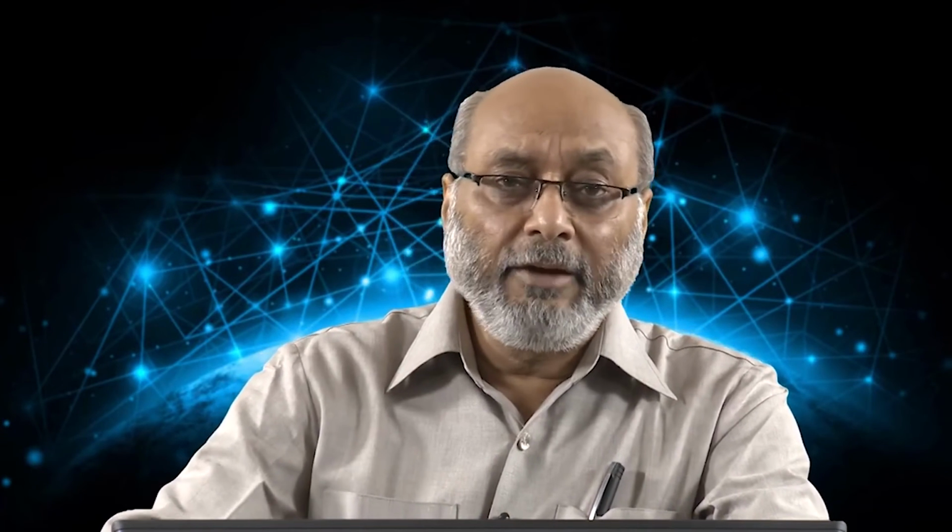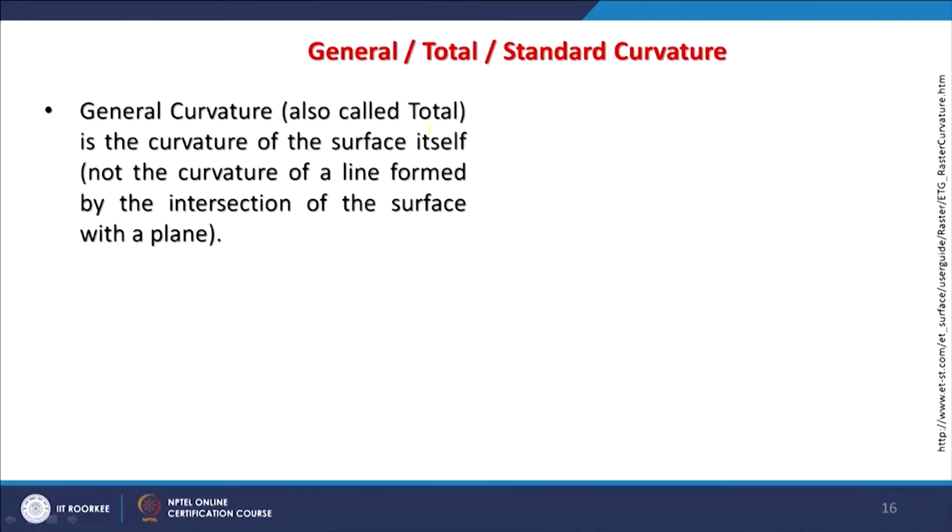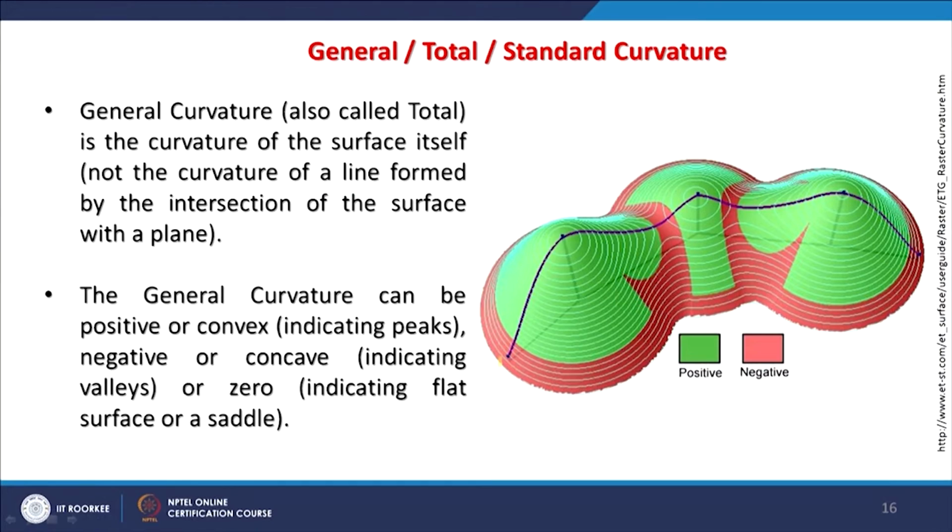Now, we can also have a general, total or standard curvature. These terms are also used in literature or by various softwares while deciding these curvatures. So, instead of plan or profile, we can have a total or standard curvature. General curvature is also total; three terms are used. It is the curvature of the surface itself, not the curvature of a line formed by the intersection of the surface with a plane. Like here, again you have that vertical plane, and when it cuts the surface, this is the line we are talking about.